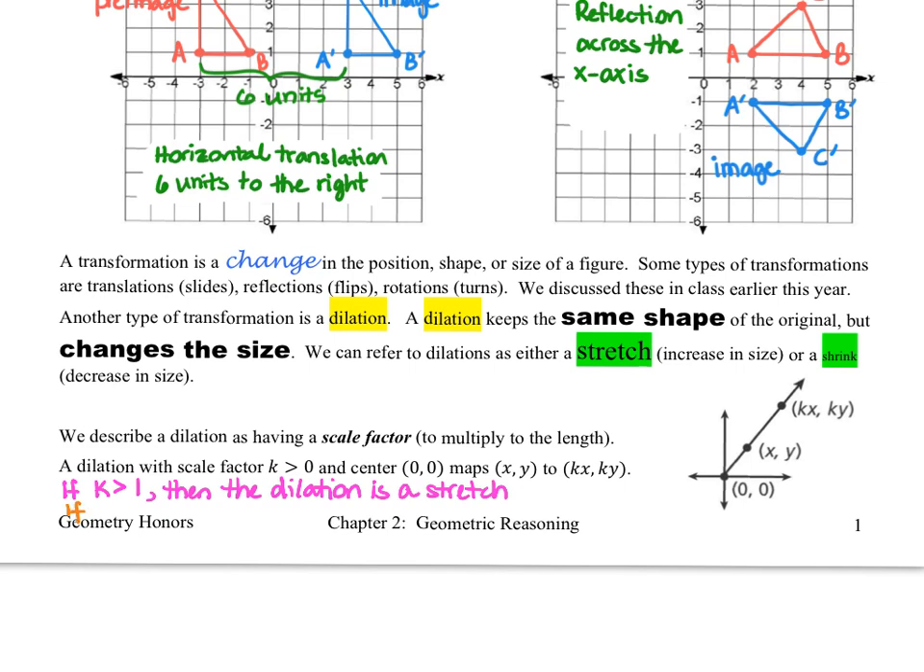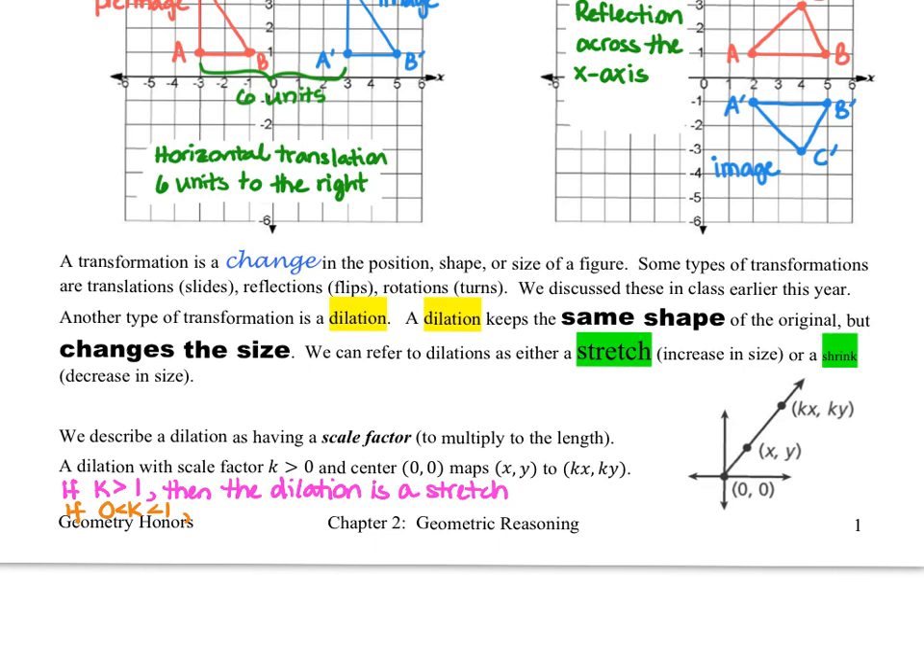We know that all scale factors have to be larger than 0, so k has to be greater than 0, but sometimes k is going to be between 0 and 1. So it's a positive number, but a number smaller than 1. In that case, the dilation is going to be a shrink, where the image is going to be smaller than the pre-image.